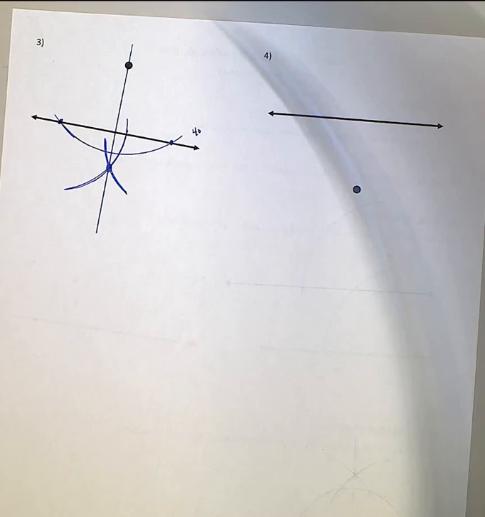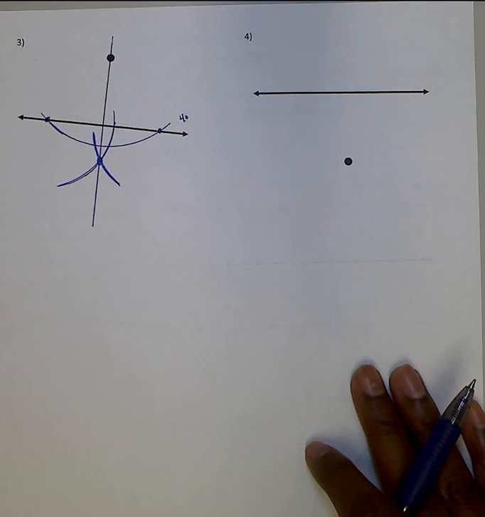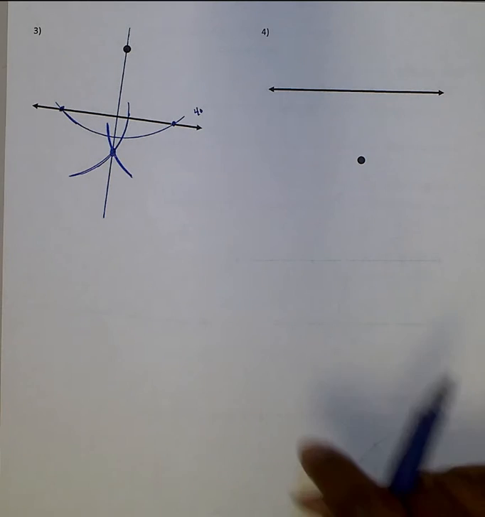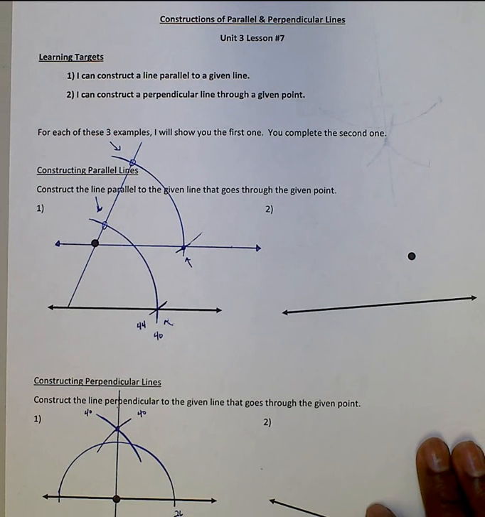Perpendicular. All right. So those are the three constructions that you should be able to do: creating a perpendicular line when the point's off the line, creating a perpendicular line when the point's on the line, and creating a parallel line.